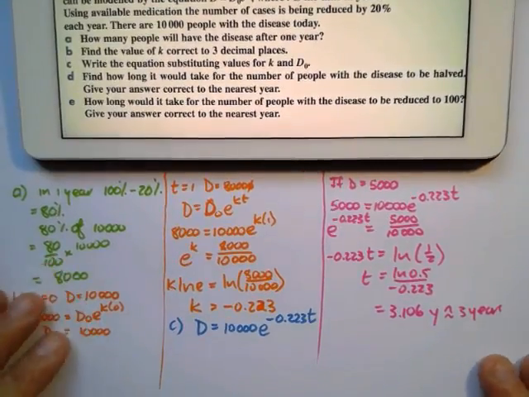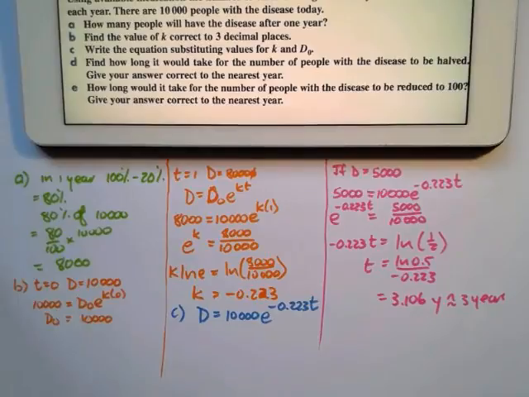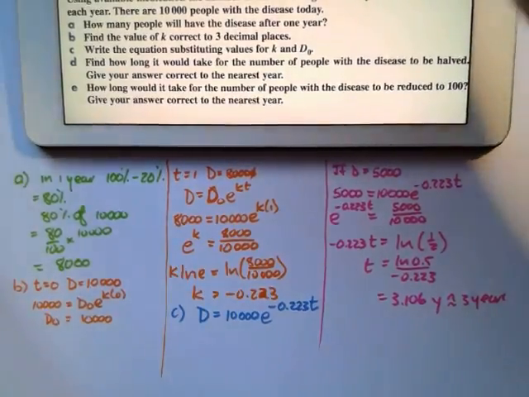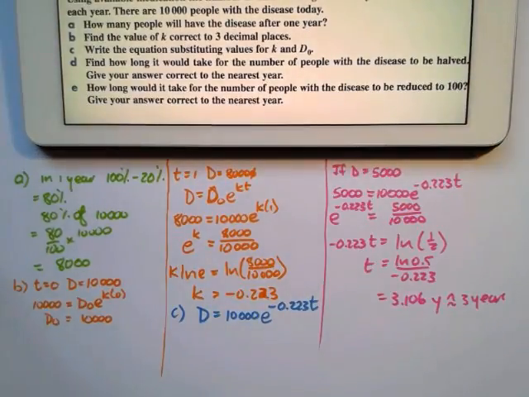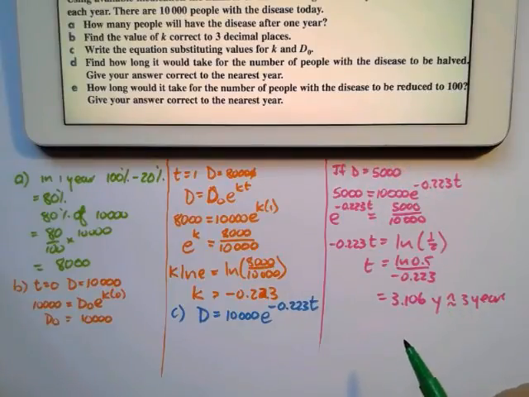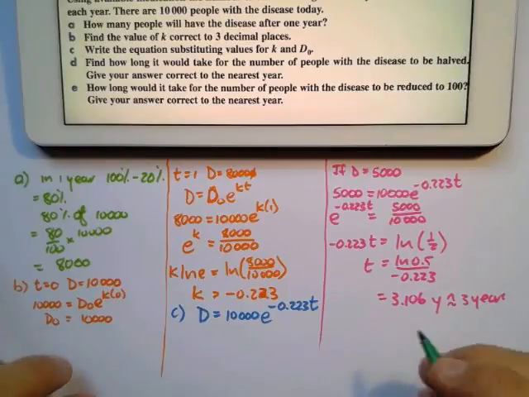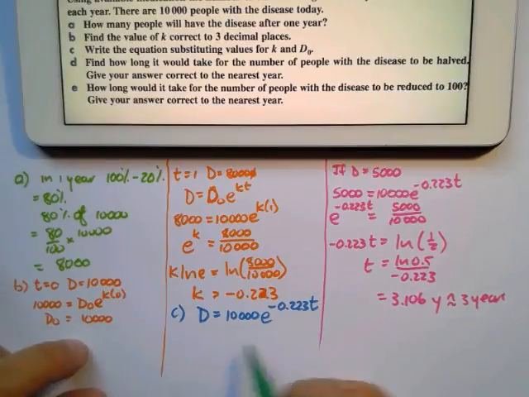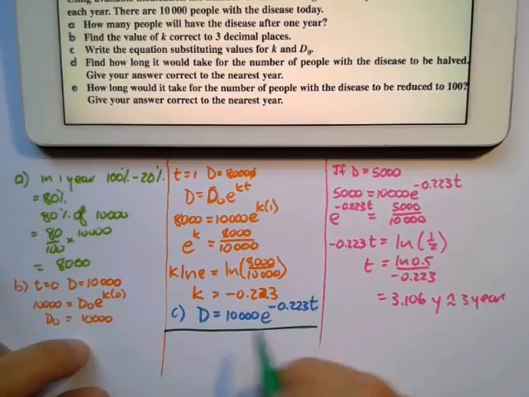I'm going to move this up so I can have a little bit extra space to do the last question. And the last question I will do in dark green. How long will it take for the number of people with the disease to be reduced to 100? Okay, so we want to reduce it to 100. So I'm just going to use my formula, and I'm going to start at D over here.